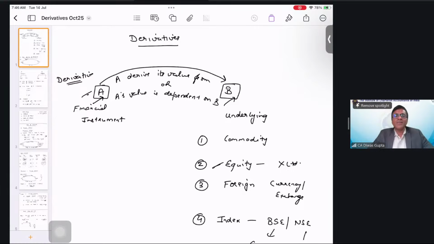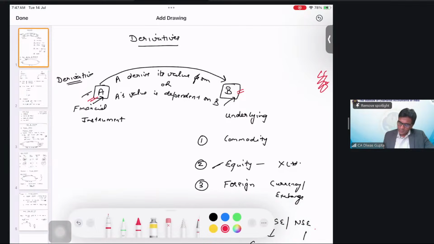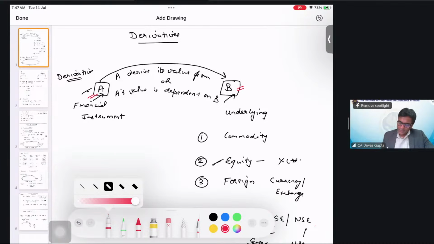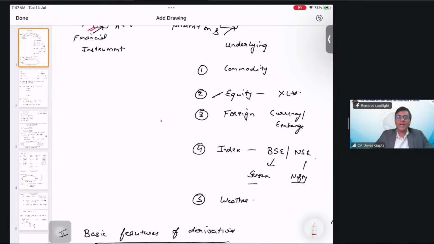So students, derivatives, as the name suggests, is something that derives its value from something else. So if A is deriving its value from B, or I can say A's value is dependent on B, then A is going to be called a derivative and B is going to be called an underlying. Underlying in what sense? Because this is the underlying on which A's value is dependent. Now, B, let's first talk about what can be different types of underlying.